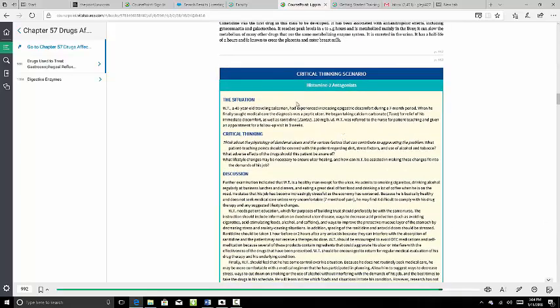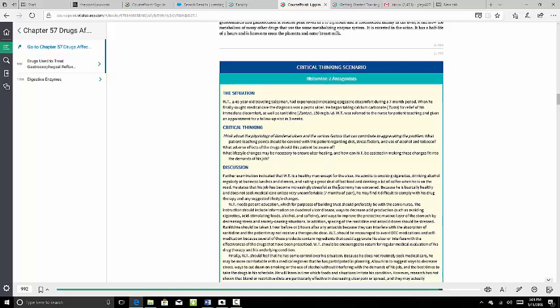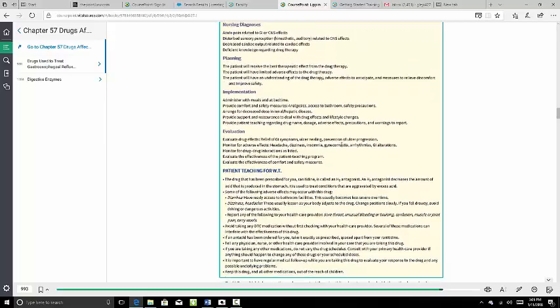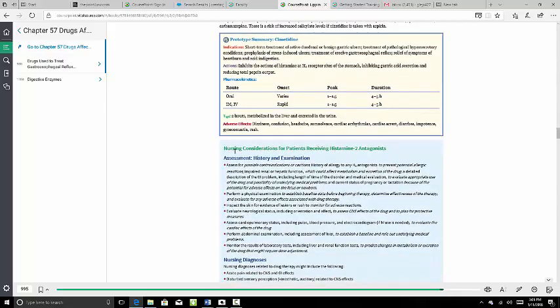Somewhere here, here's a critical thinking scenario. That's going to be interesting for you. Critical thinking scenarios take real life clinical situations and apply theory, and that does help you remember things. So pay attention to those when you see those come across your page.